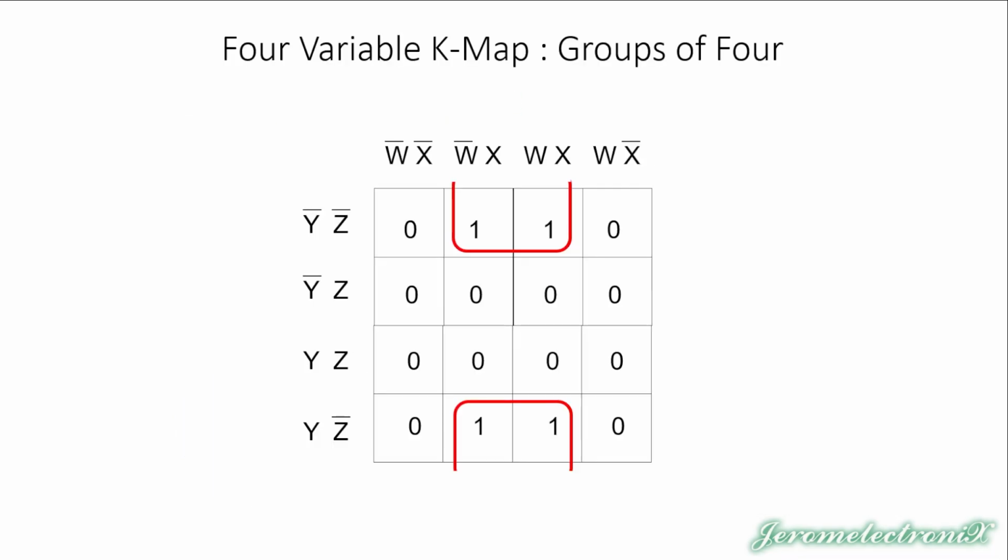All right, simplify this one. Looking at this, I've got a WX and a not WX. The W goes away. Going to the side, I've got a not Y and a not Z, and over here, I've got a Y and a Z. The Y's are opposites. They go away. We keep the not Z. We keep the X's. Hopefully, you got this before I did. This simplification is X not Z.